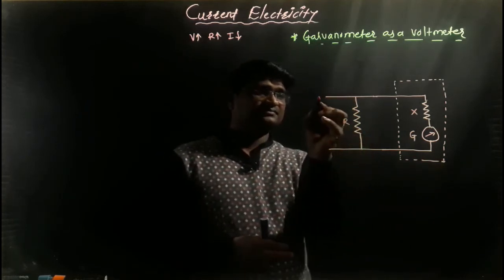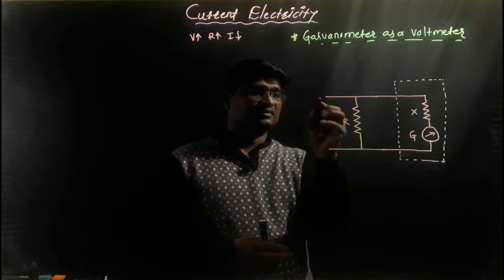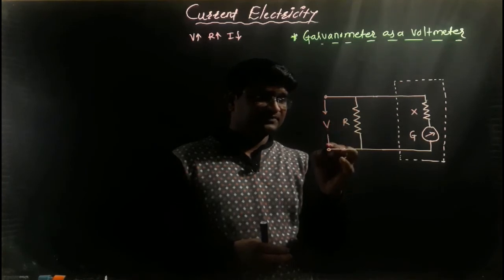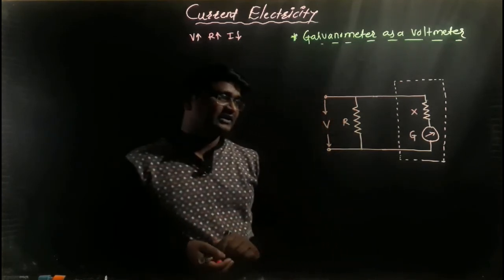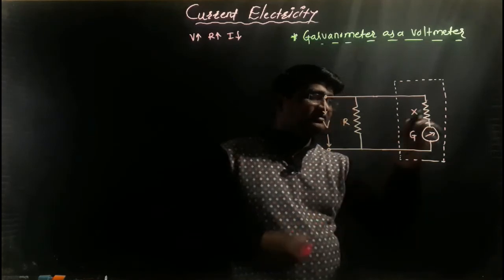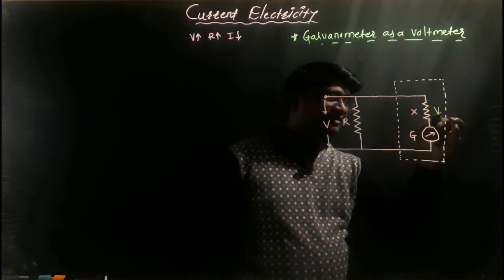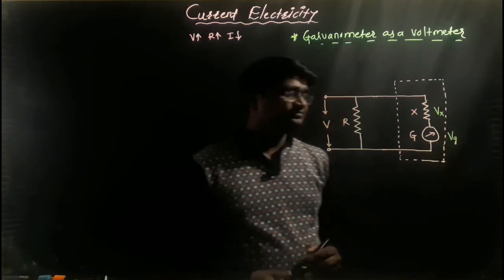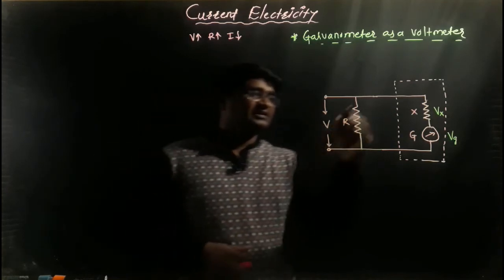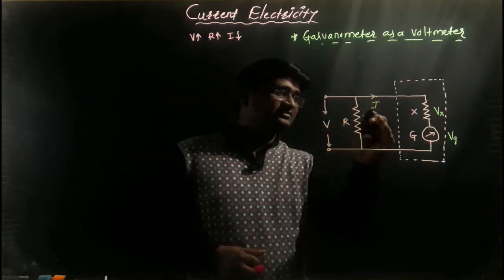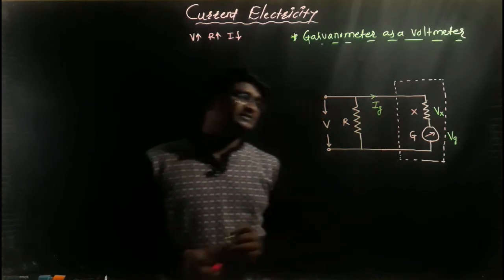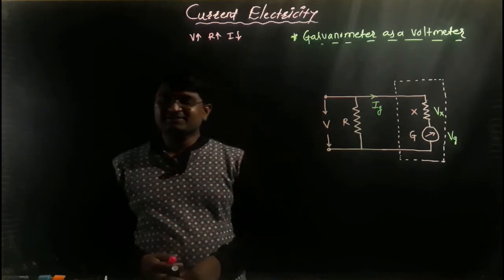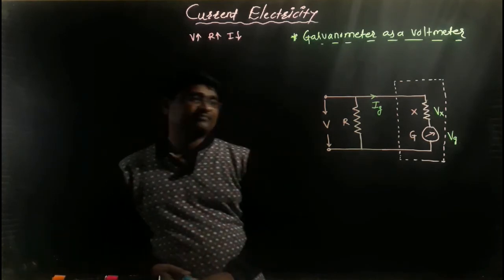This is the resistance R. Their total potential will be denoted by V. The potential of X is denoted by Vx, and the potential of G is denoted by Vg. The electric current passing through the galvanometer is Ig. Okay, this is the circuit diagram, and with the help of this diagram we explain how the galvanometer works as a voltmeter.